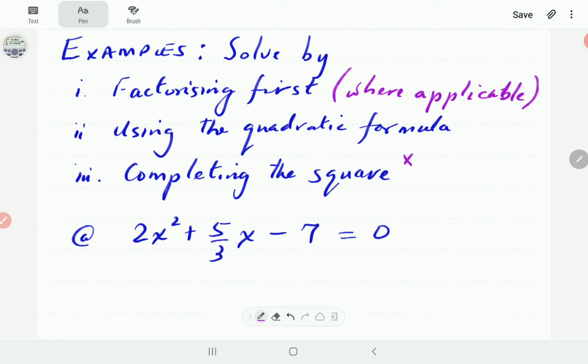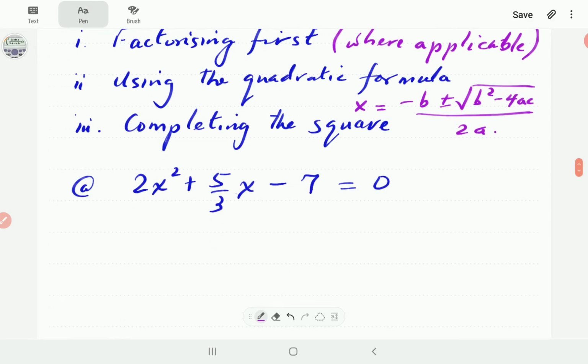So let's rewrite it here. The quadratic formula is x equals negative b plus or minus the square root of b squared minus 4ac, all over 2a. We do have a video that looks at a detailed application of this method in solving quadratic equations. And then lastly, we're going to use the completing the square approach.